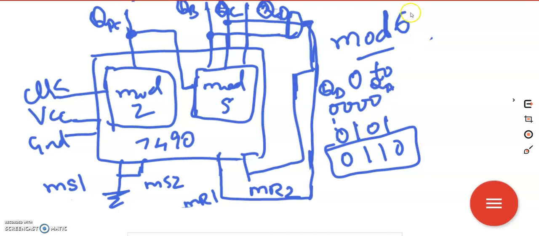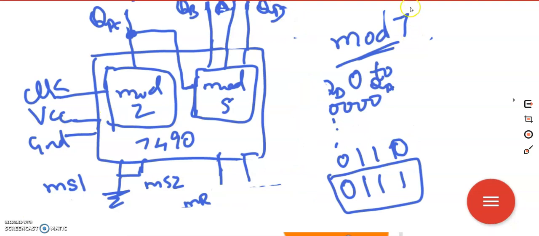So what if it is mod 7? Let us look into that. For mod 7, the valid counts are 0 to 6. As soon as it becomes 111, it has to reset. In the earlier case of mod 8, only one bit was high, so we took that and provided it to both the reset pins. In the case of mod 9, mod 6 and mod 5, we connected one of the outputs to MR1 and one to MR2, and we were able to reset it.